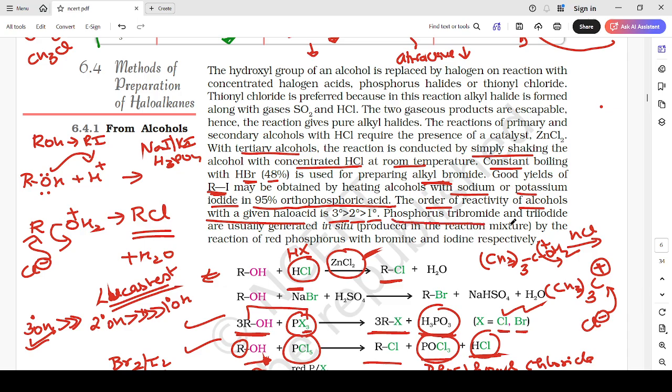Phosphorus tribromide and triiodide are usually generated in situ, very important word. PBr3 or PI3 are generated in situ. Within the reaction mixture itself it is formed. Where is that?